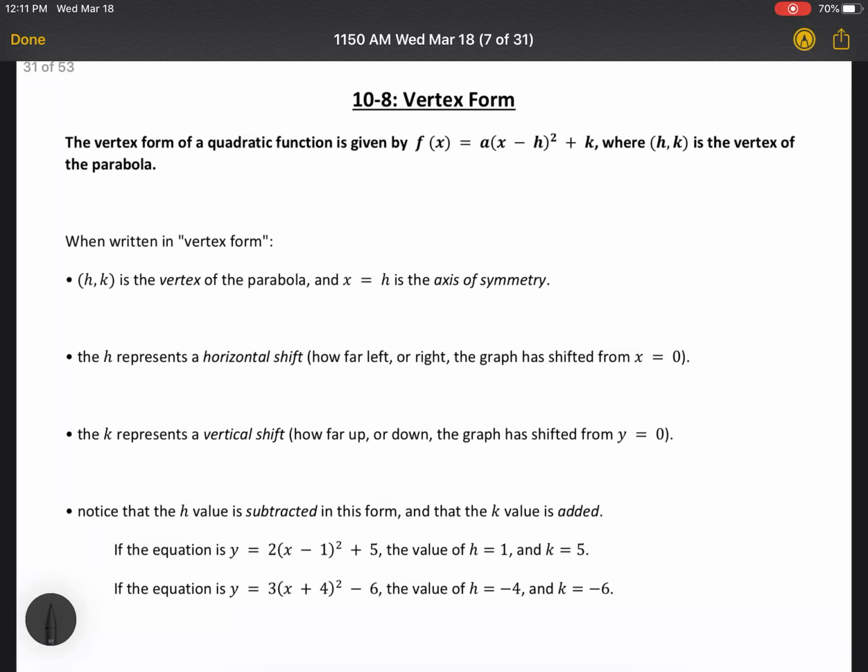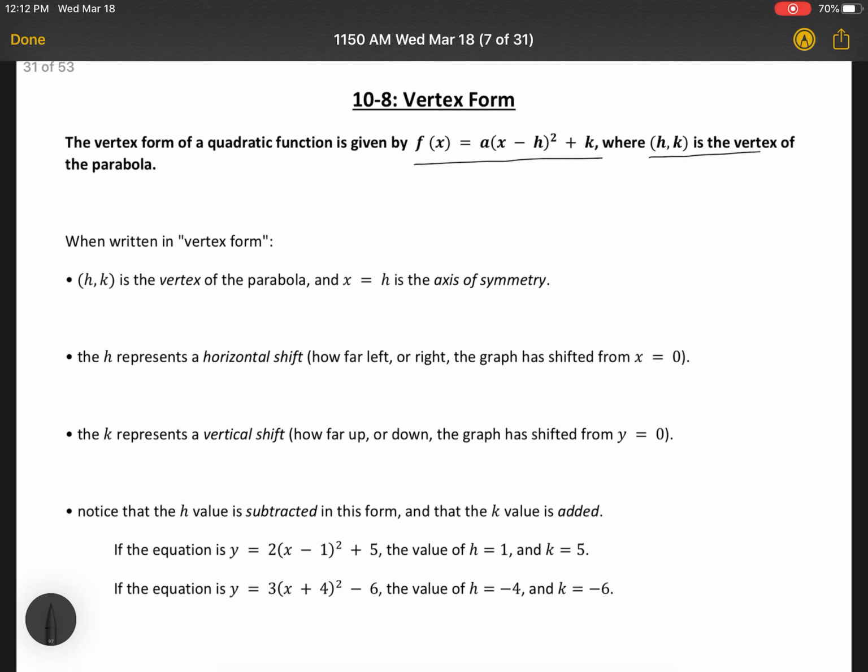Okay, we are on 10-8, vertex form of a quadratic. The vertex form of a quadratic function is given by f of x equals a times x minus h squared plus k. This is something that is not given to you on your exam, unfortunately. But there's not a ton of questions that I've seen on past exams where they do ask these questions on vertex form. Some exams do have questions, but it's not a huge, very, very important topic.